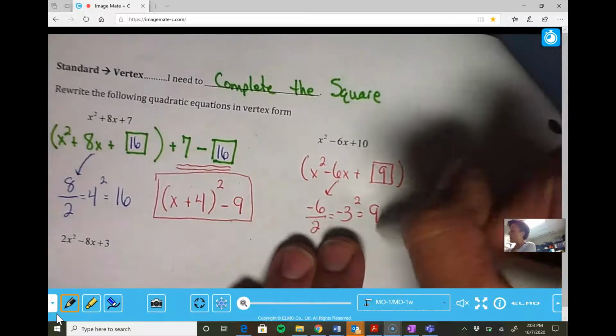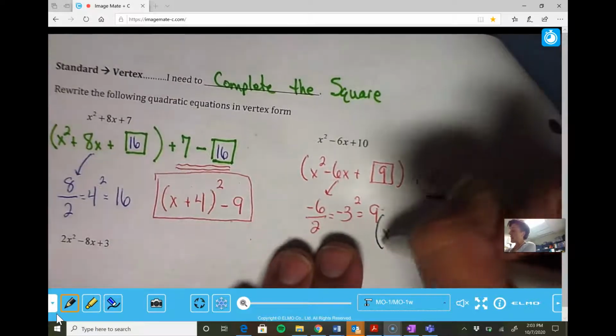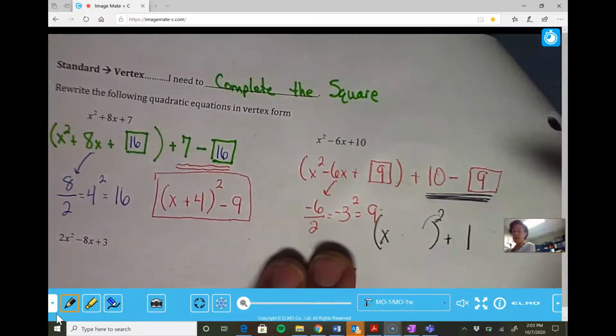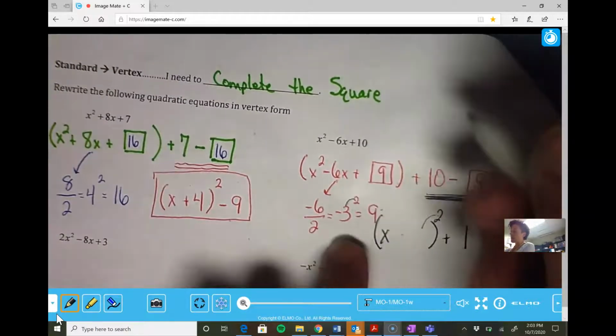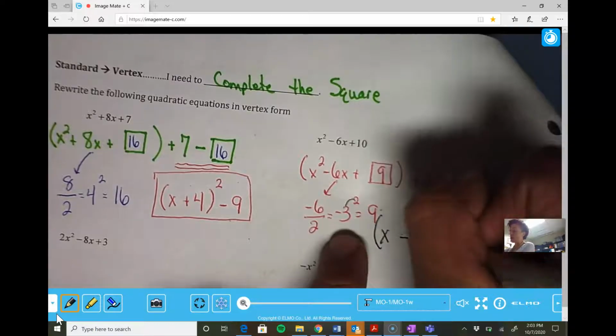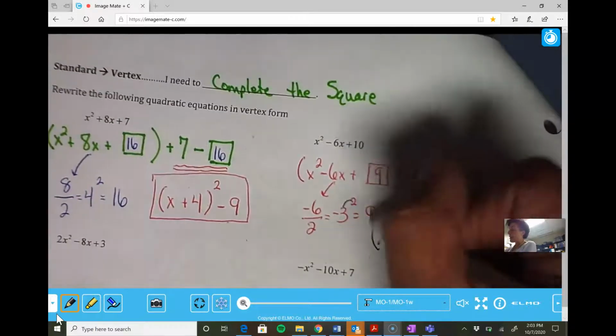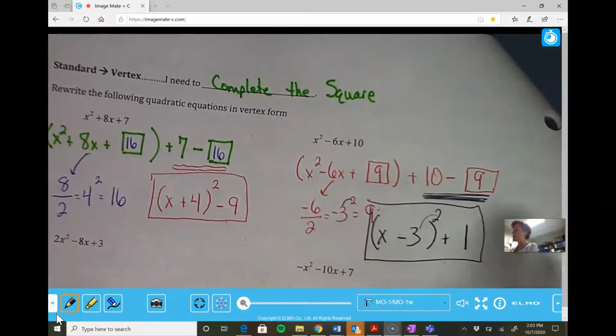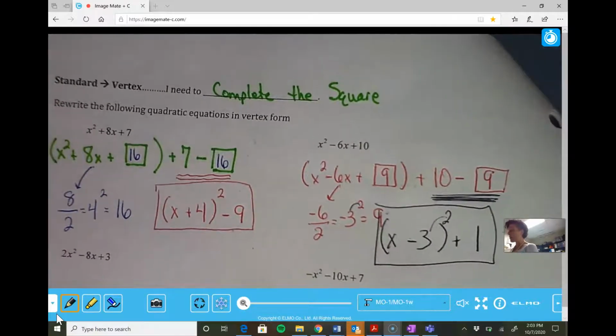Now I'll make my parentheses square, and it's always x plus or minus a number. Look over here at the number that goes in this squared, and you'll just put -3, or you could put plus -3. And again, if you want to check to see if this is right, put this into Y1, put this into Y2, hit zoom 6, and you should see the same picture.